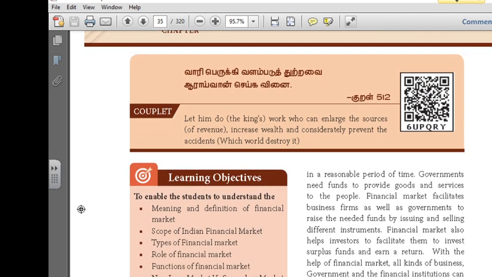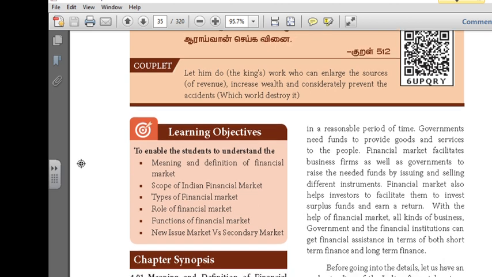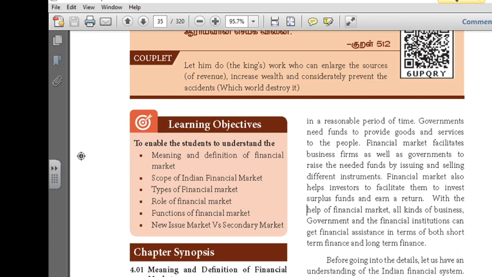We are going to learn about the meaning, definitions of a financial market, scope for an Indian financial market, types, roles, functions and differences between the new issue market and secondary market. Before going to this chapter, first we'll know the meaning, what is meant by the financial market.